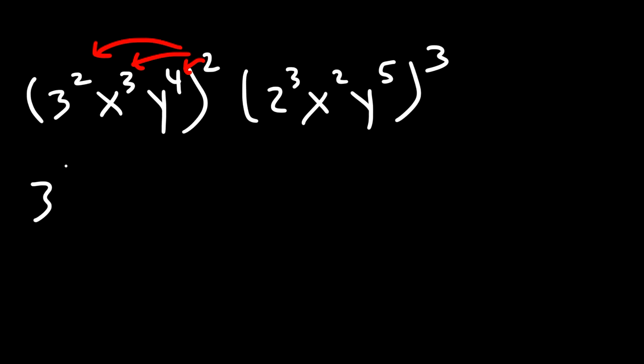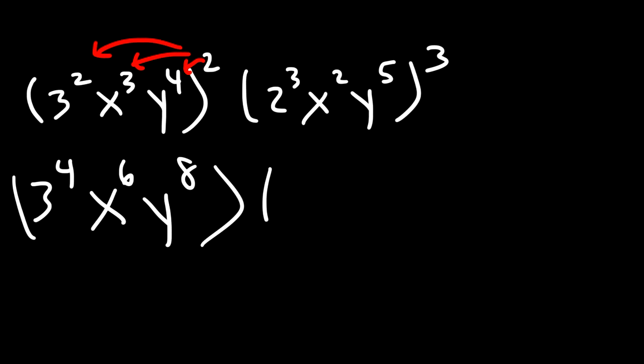So first we have 2 times 2, which is 4, multiplying these two. And then we're going to multiply 3 times 2, which is 6. So that's going to give us x to the 6th power. And then 4 times 2 is 8. So it's y to the 8th power. Now let's do the same with the second part of the problem.